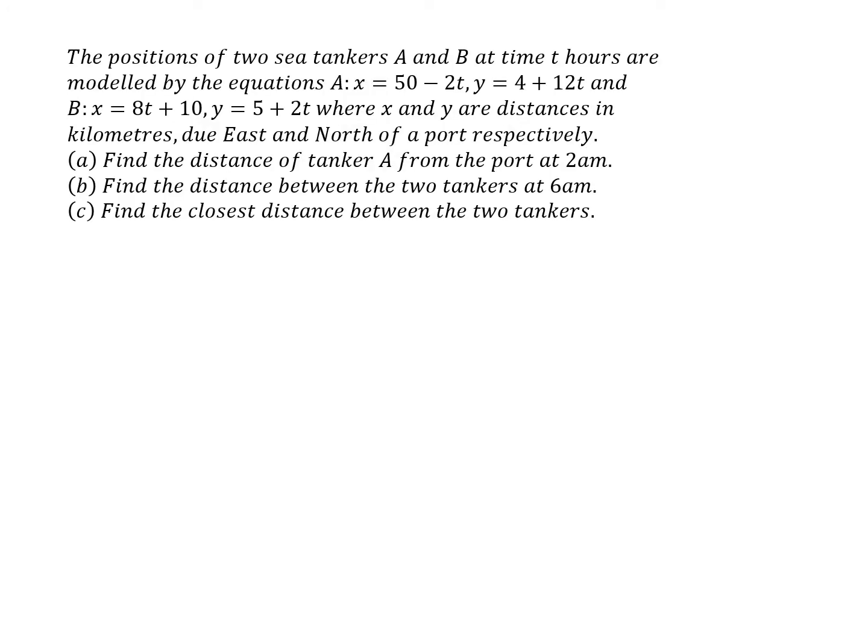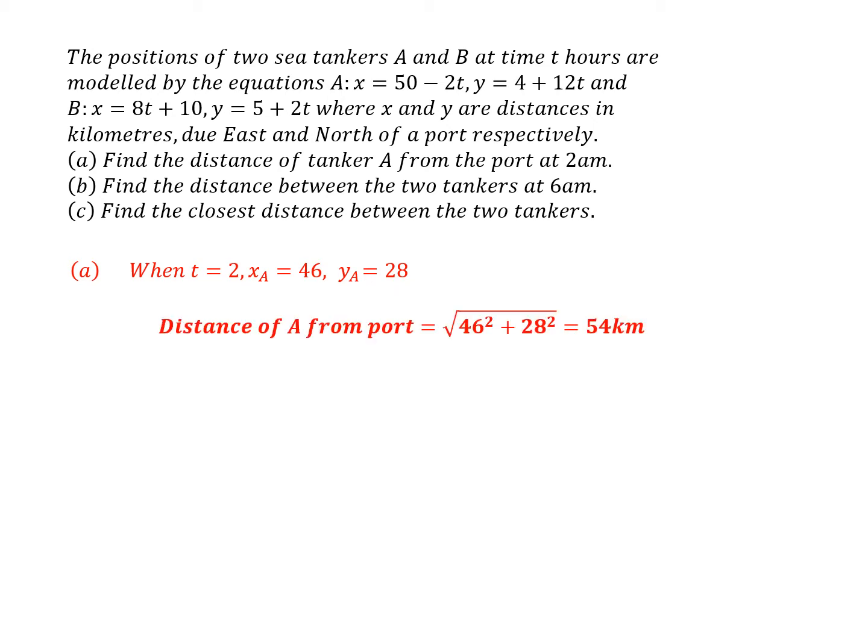So the first thing we need to do is to find the distance of tanker A at 2 a.m. So at 2 a.m., t equals 2. So we put t equals 2 into the x and y coordinates of A, and we get the values of x and y for tanker A as 46 kilometers and 28 kilometers. So to find the distance from the port, we simply use Pythagoras. So the distance of A from the port is around about 54 kilometers.